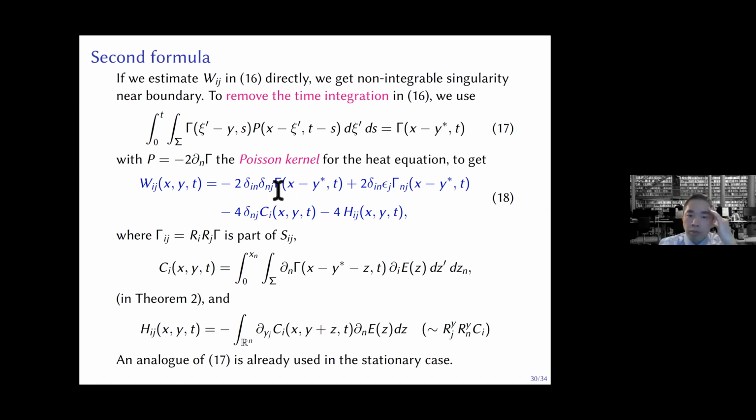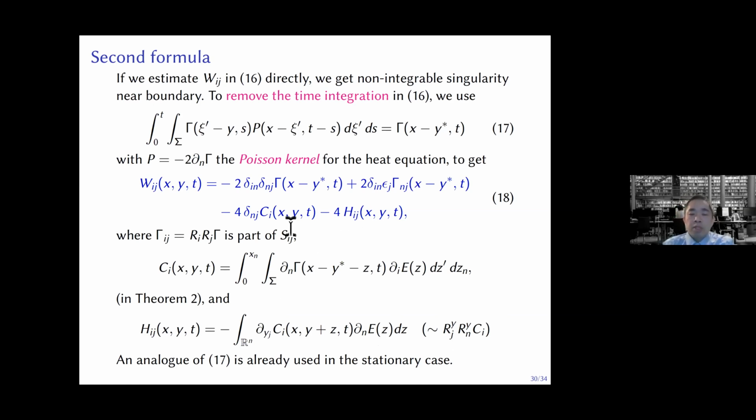So now there are 4 terms here. The heat kernel. This is a Lewis transform of the heat kernel. Gamma Ij is IRJ gamma, which we introduced when we talked about the Oseen tensor. Then Ci was introduced earlier. It is this integral over sigma times 0xn. And then Hij is new. Is this integral in the whole space? But we have Ci here, and we have the fundamental solution here. So this is basically the Lewis transform of Ci. So this is our second formula.